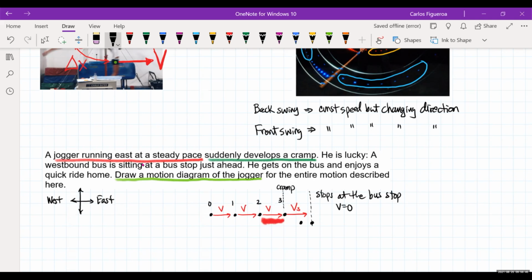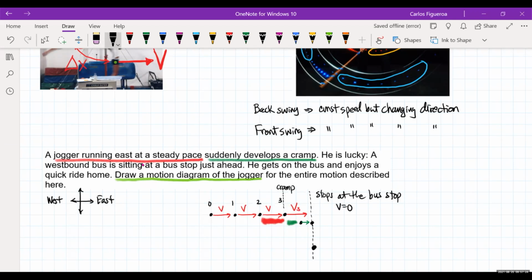Now look at my spacing here. The spacing is smaller, so therefore this speed is smaller. And right here is where he stops. We could make the dots smaller and smaller, but I'm going to stop right there. All we know is that he stops at that point. So here's where he gets on the bus, right here.